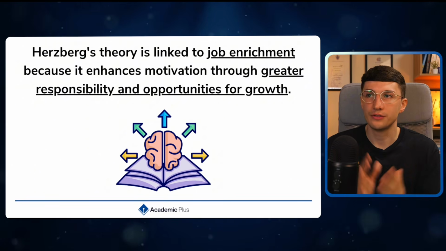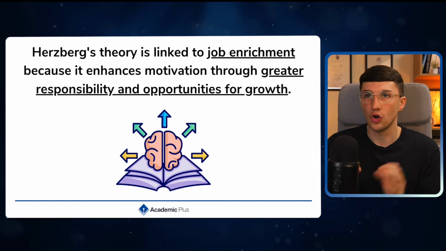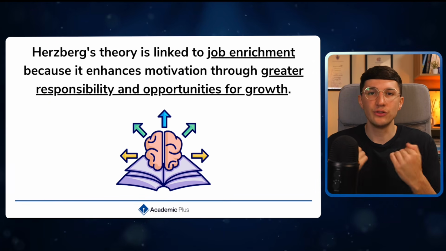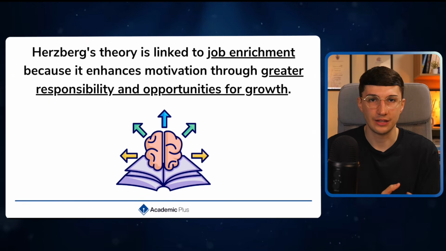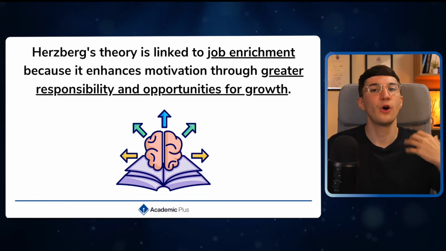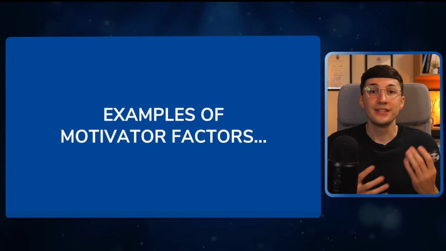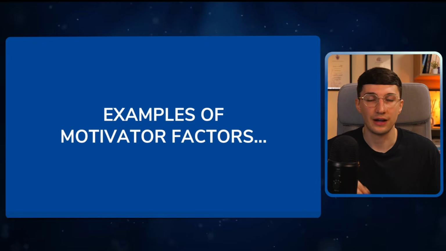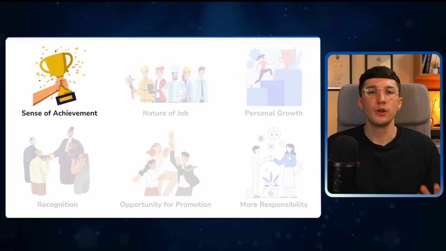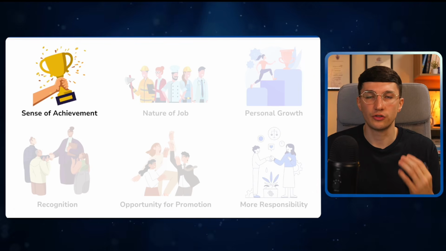Now, as I've said, Herzberg's theory of motivation links quite heavily to job enrichment, because we are looking at motivating employees intrinsically by giving them greater levels of responsibility, by giving them more meaningful work, by providing them with more challenge and more opportunities for growth. So some examples then of these motivator factors from Herzberg. Remember, this is all around job enrichment. First of all, you want to provide them with a sense of achievement. Give your employees challenging work to overcome.